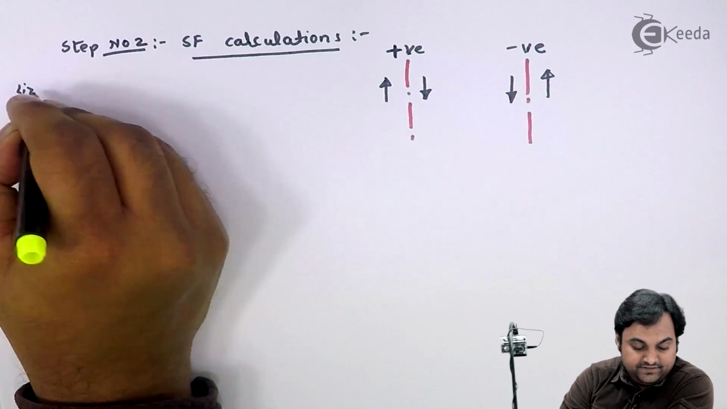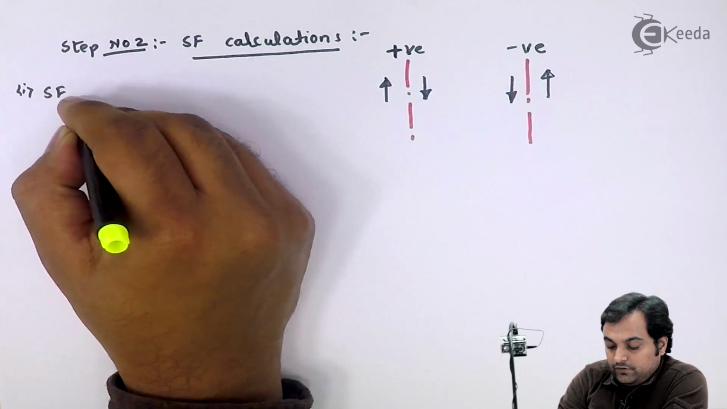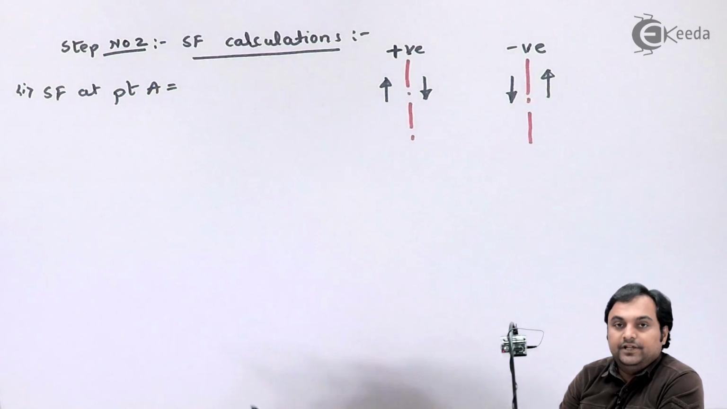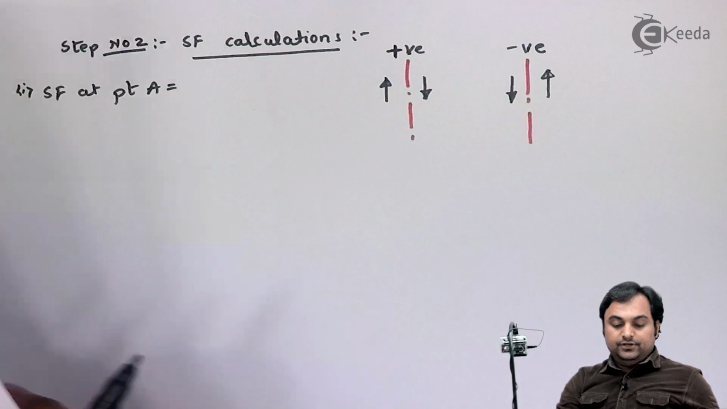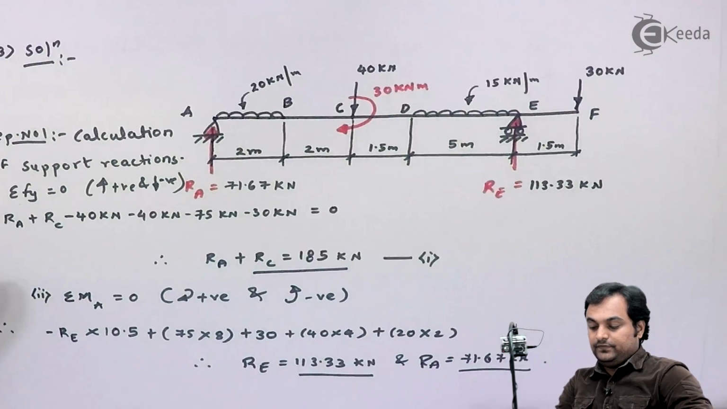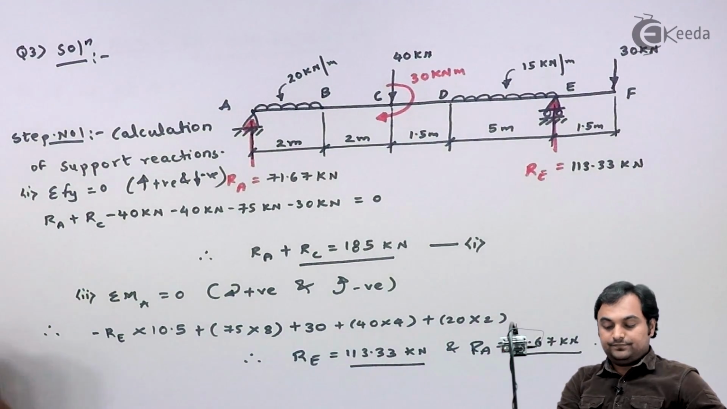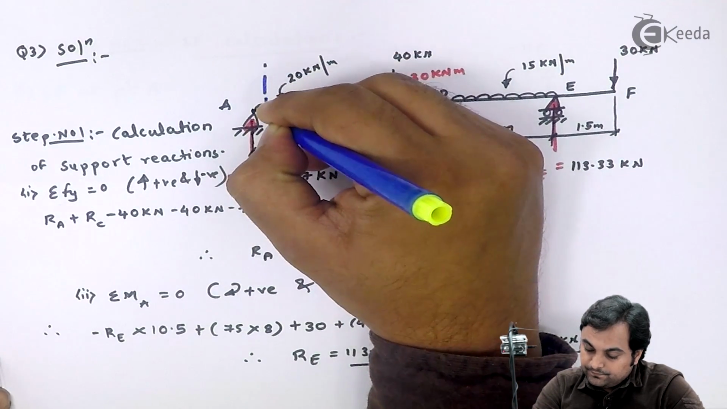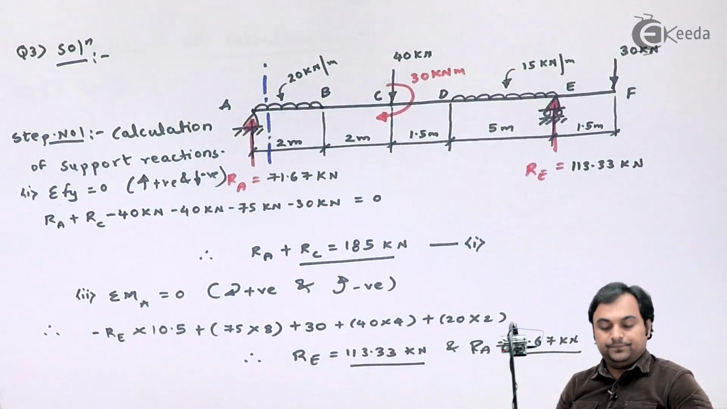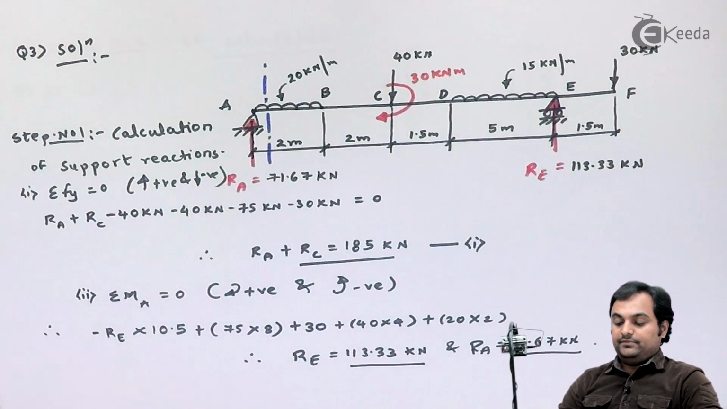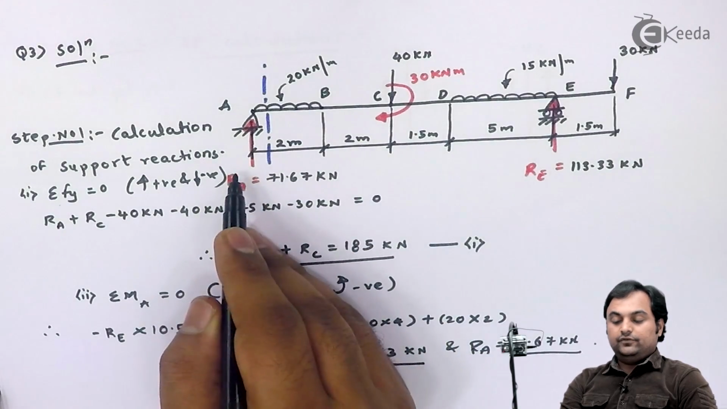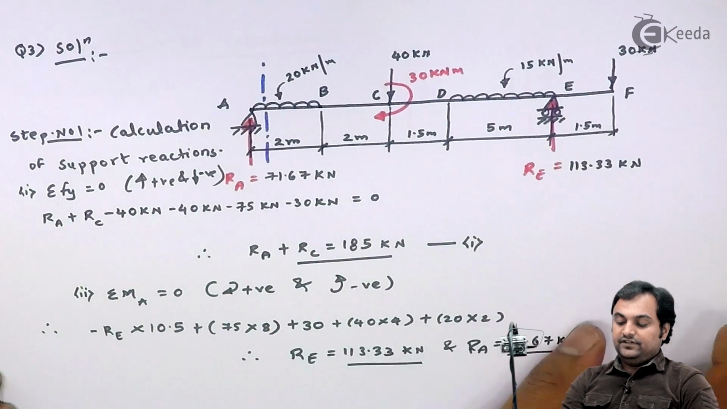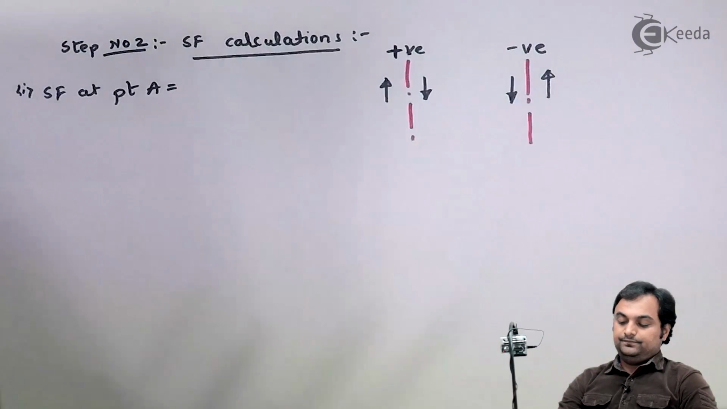So I will start SF calculation with point A. So SF at point A will be equal to, here my assumption is that the section is just to the right of A. It is here. So now if I am taking this section, to the left of that I have only one force and it is upward, so positive. So that is 71.67 kilonewton.